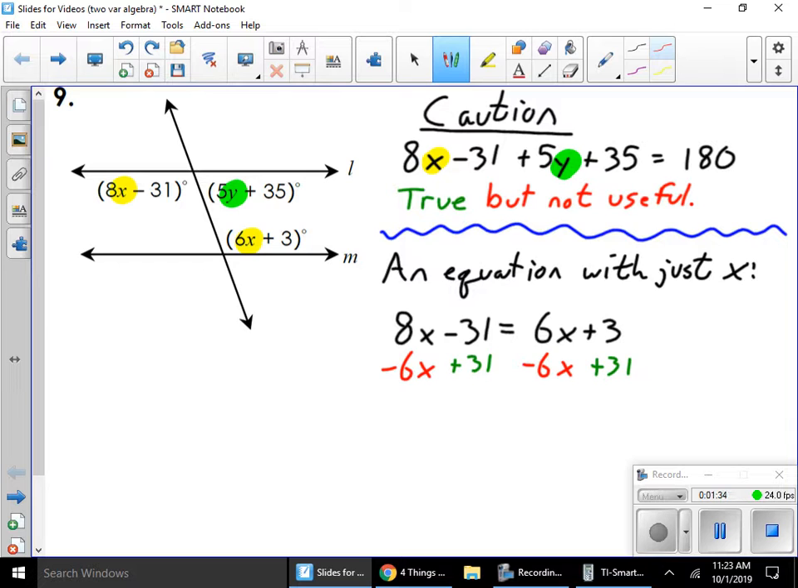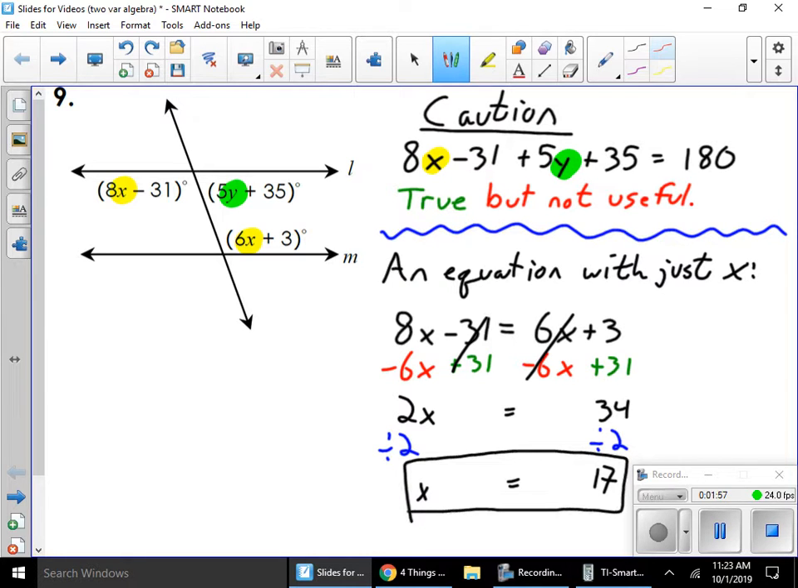Going through the columns here, 8x take away 6x is 2x. The 31's cancel. So does the 6x and the negative 6x. We're left with just 34 on the right. One last step to find our value of x is division. And that will leave us with x is 17. No big deal there. We have found our value for x.